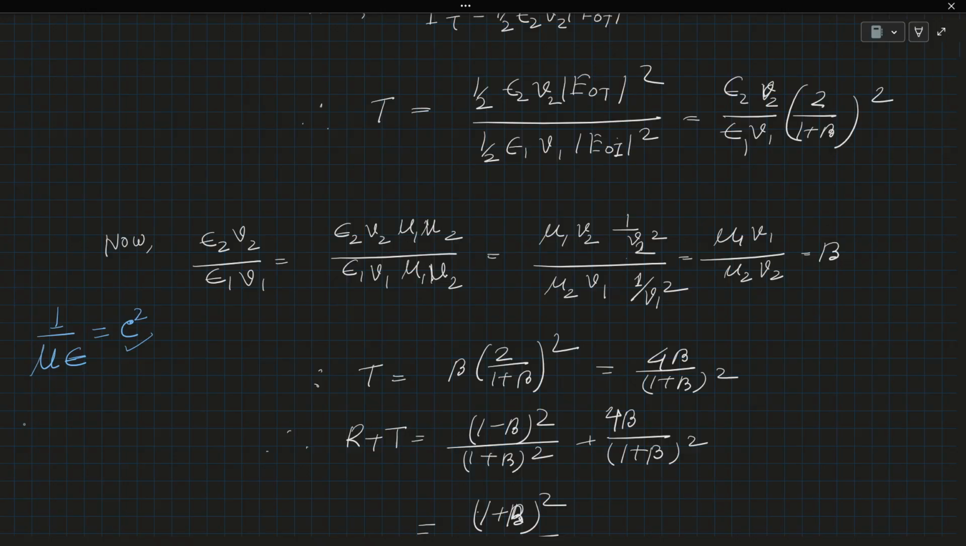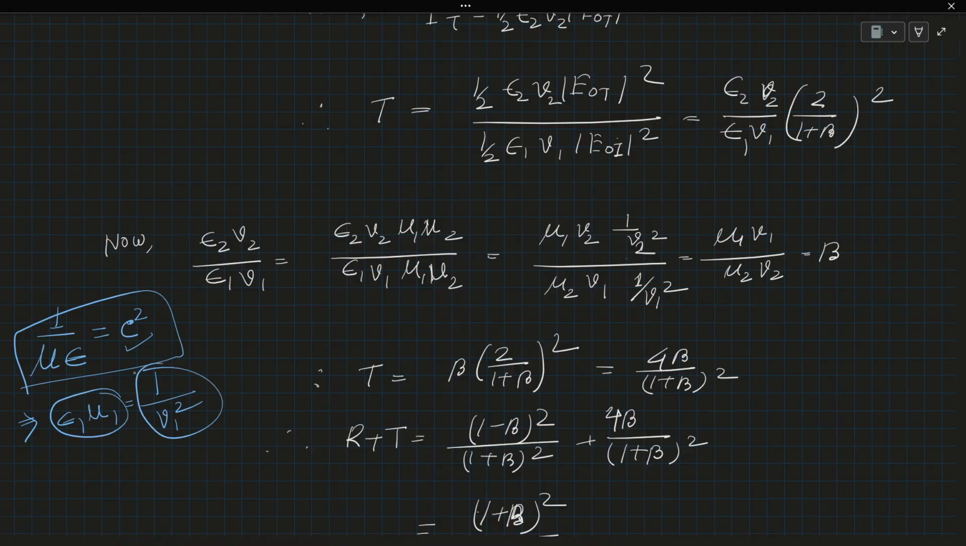But now as you can see, here is epsilon 1 mu1, then what will happen? Then there will be 1 by velocity square, right? But here the velocity is v1, so epsilon 1 mu1 equals 1 by v1 square. Similarly epsilon 2 mu2 equals 1 by v2 square, right? So I am going to use these two relations here.